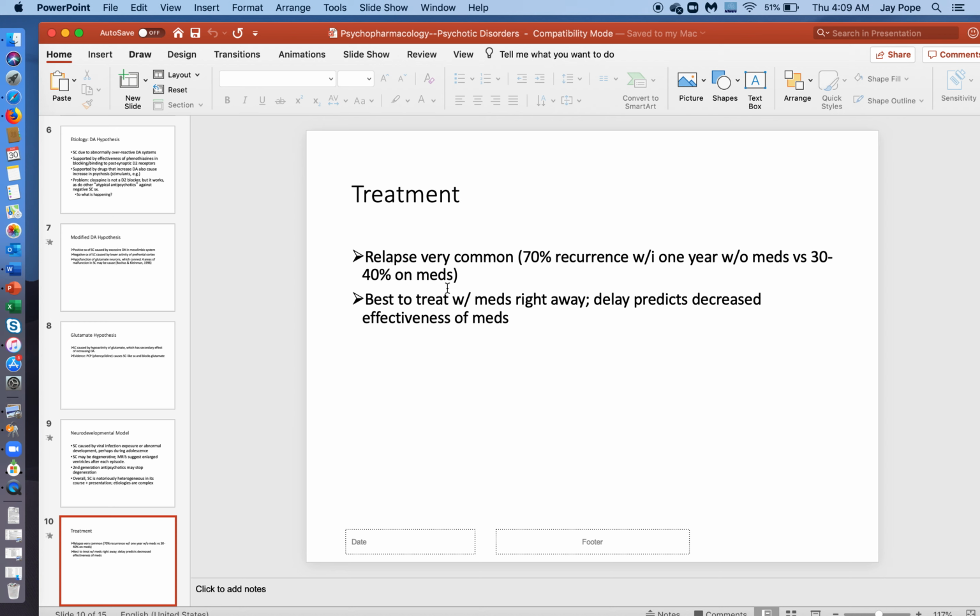Relapse is very common in schizophrenia. There's a 70% recurrence rate within 1 year without meds versus 30 to 40% for people who are on medication. So, as you can see, medication for people who have schizophrenia is really, really essential. This also may be a tough sell, even though we know that medications work very, very well.